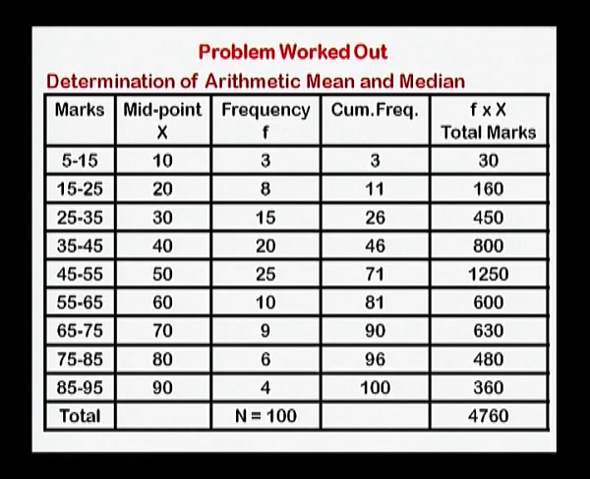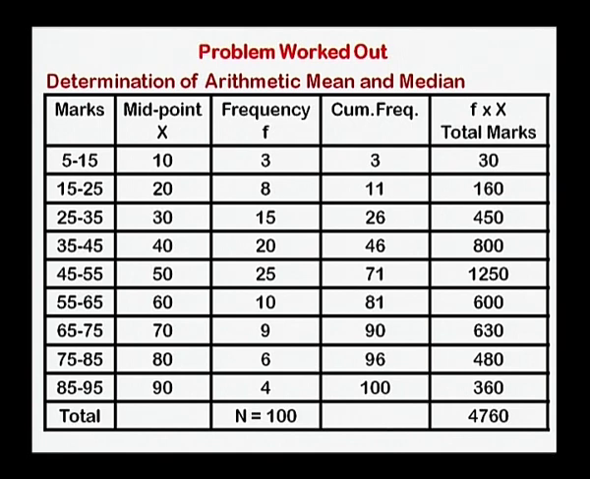Now, the frequency is given. Initially the frequency is 100, but this is the total number of students. So, first of all, you have to find out the frequency of those who have got marks in this way, 5 to 15 and 15 to 25, and so on. So, the frequency is 3, the number of students who have got marks between 5 and 15, then 8, 15, 20, 25, 10, 9, 6 and 4. So, the total number of students is 100.